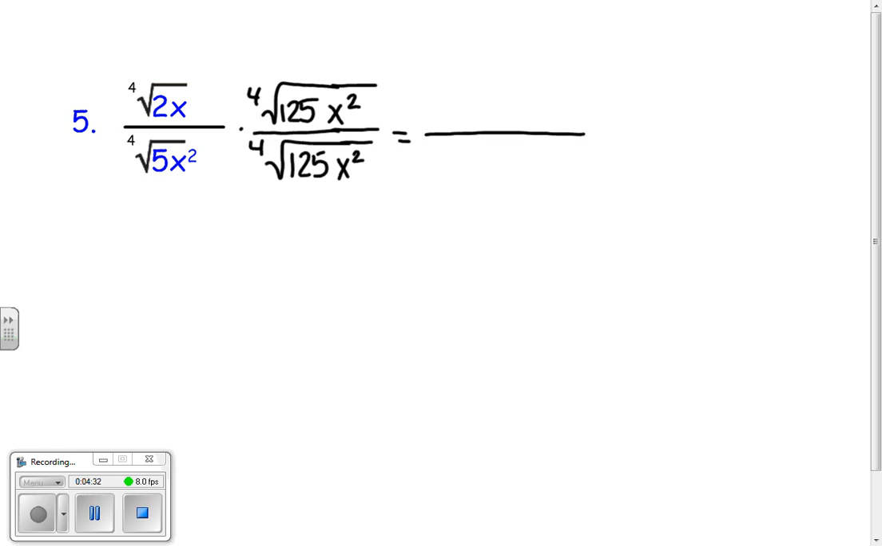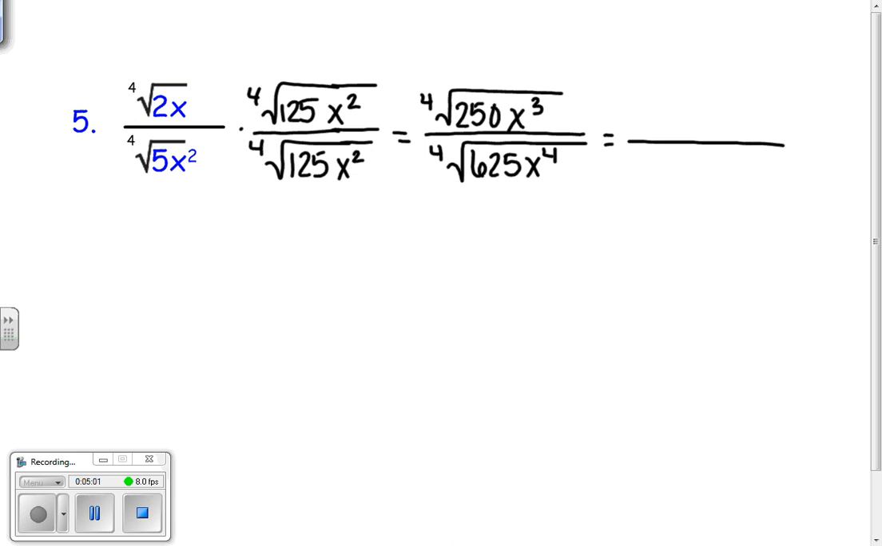If I multiply the bottom, the 4th root of 5x squared times the 4th root of 125x squared is the 4th root of 625x to the 4th. 5 times 125 is 625, and x squared times x squared is x to the 4th. On the top, if I multiply those 4th roots, 2 times 125 is 250, and x times x squared is x cubed.